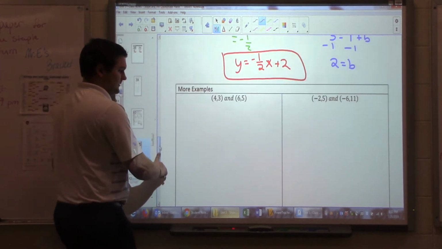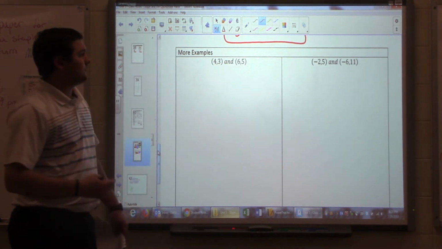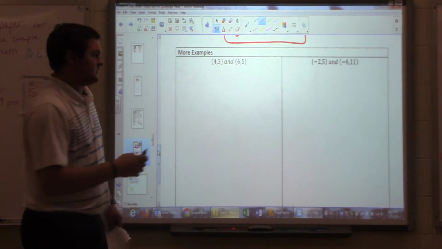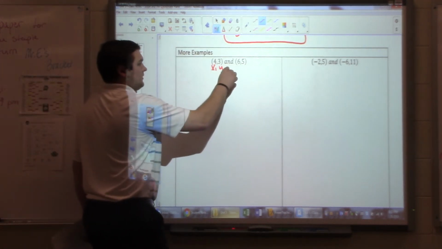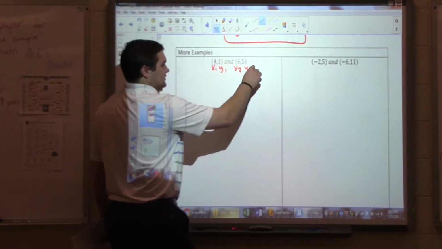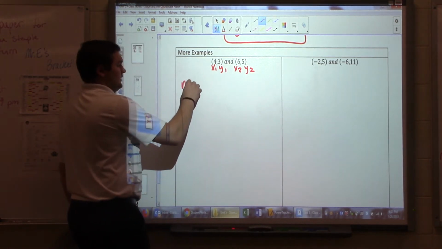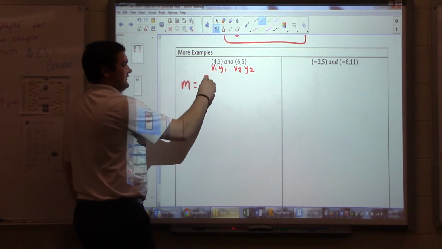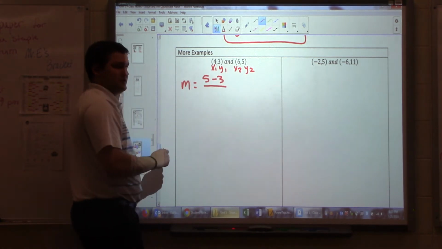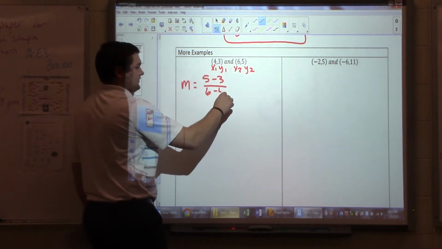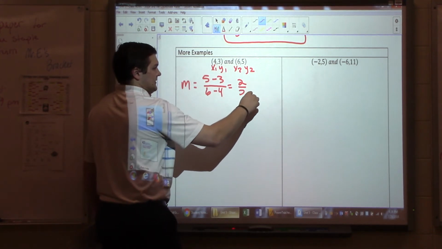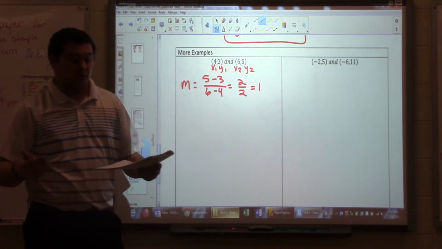2 more examples. First one, 4, 3, and 6, 5. So, x1, y1, x2, y2. My slope, change in y, 5 minus 3, over, change in x, 6 minus 4. I get 2 over 2, which equals 1.